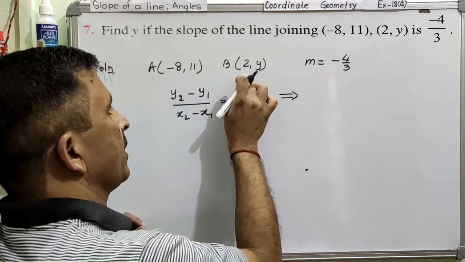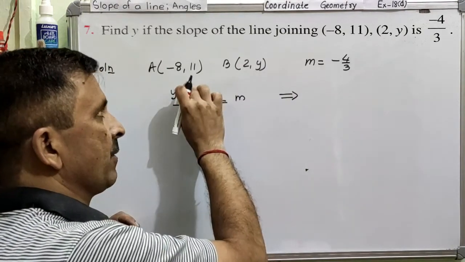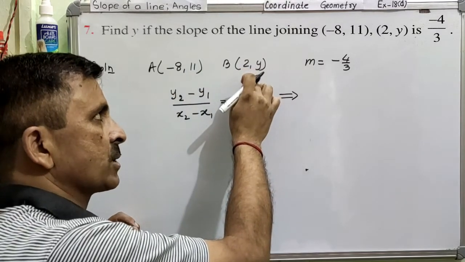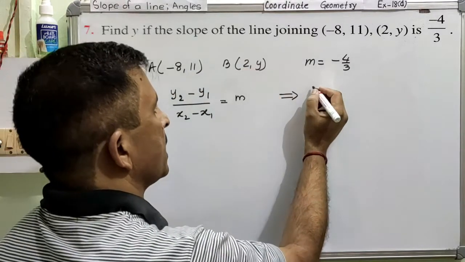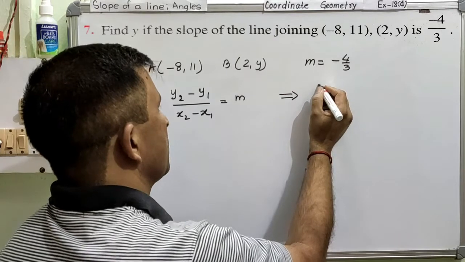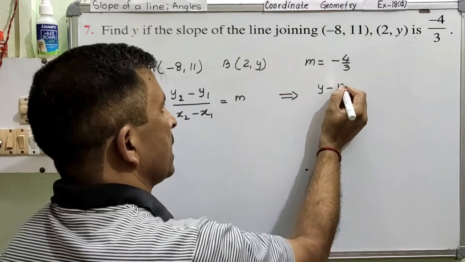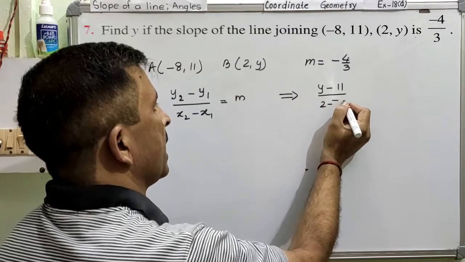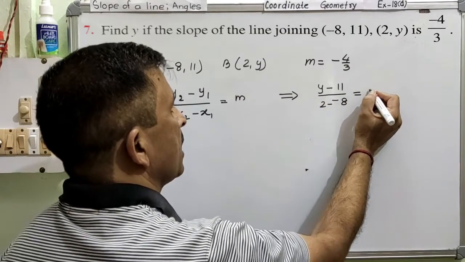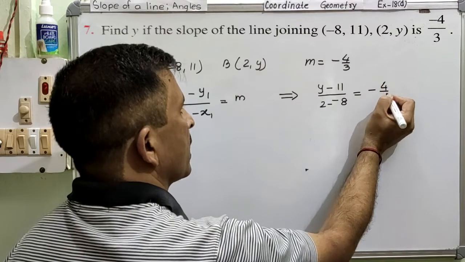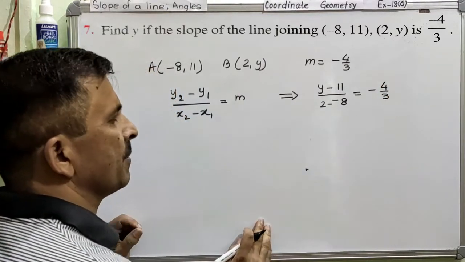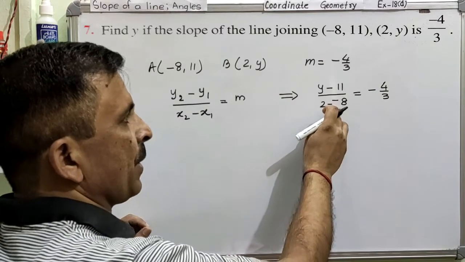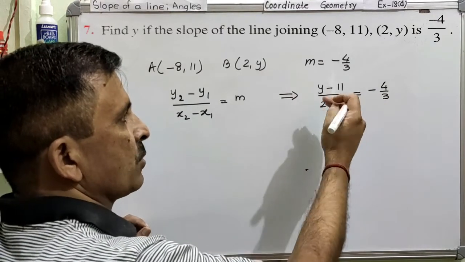Out of these two, any one can be considered x1, y1. So we are going to take this point as x1, y1, and this as x2, y2. Then the equation reduces to y minus 11 over 2 minus negative 8 is equal to minus 4 over 3. Is it okay? Now we'll simplify this sign. It will become positive, isn't it? And then we will do the cross multiplication.